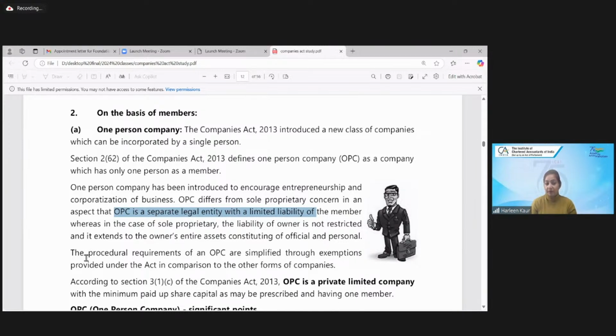So the Companies Act 2013 has given birth to a new class of company, where a single individual can avoid the burden of sole proprietorship. Why? Because in sole proprietorship, his liability extends beyond his official and personal assets. Even the assets of your home become liable to pay off your liabilities.